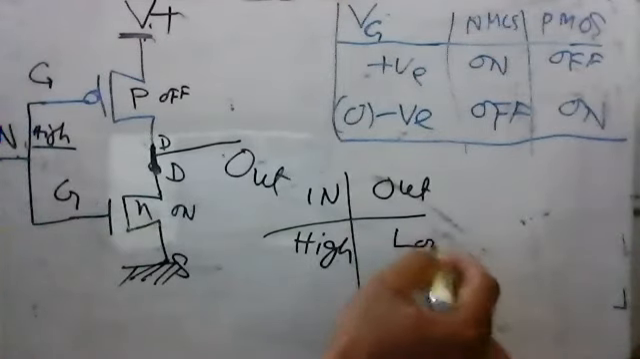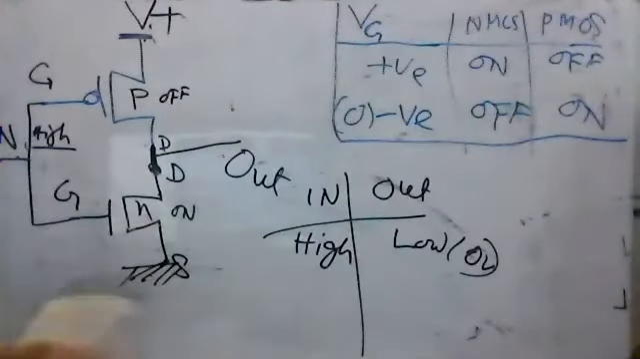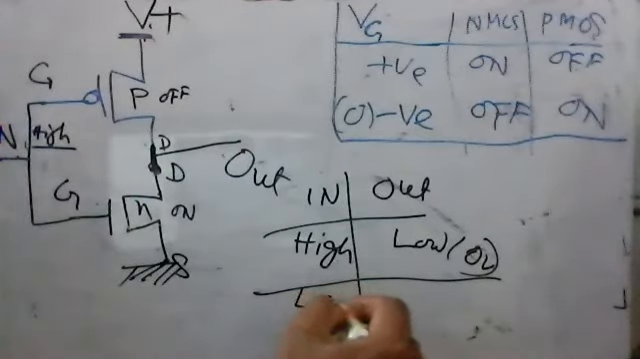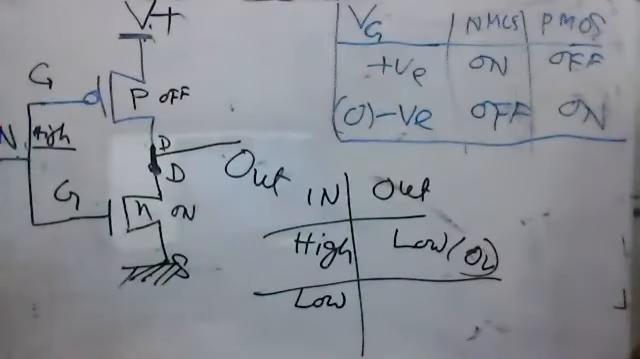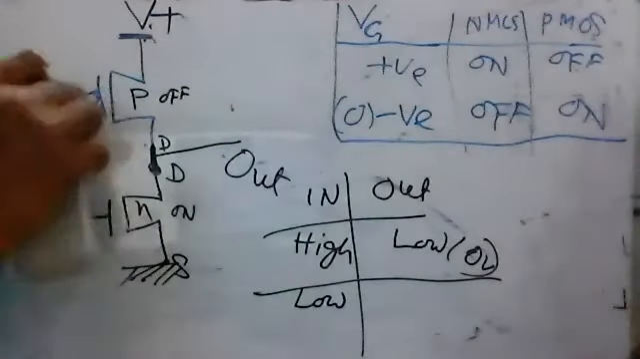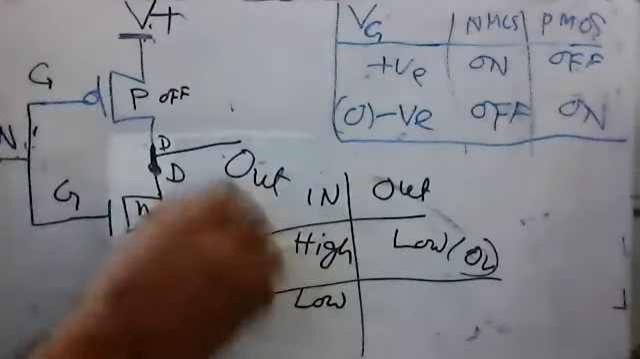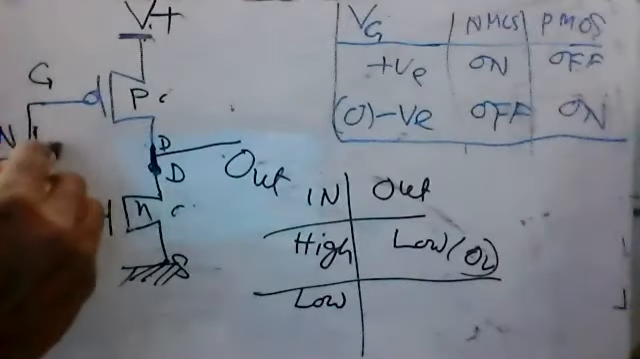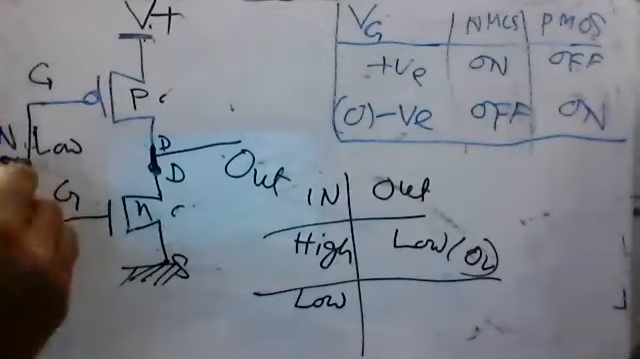Low means zero, right? Zero voltage. The ground is connected, zero volt. Right? And next time, we'll put a negative voltage or low voltage here. Low voltage this time. We'll put a low voltage here. We put a low voltage in the input, and here is a low voltage.